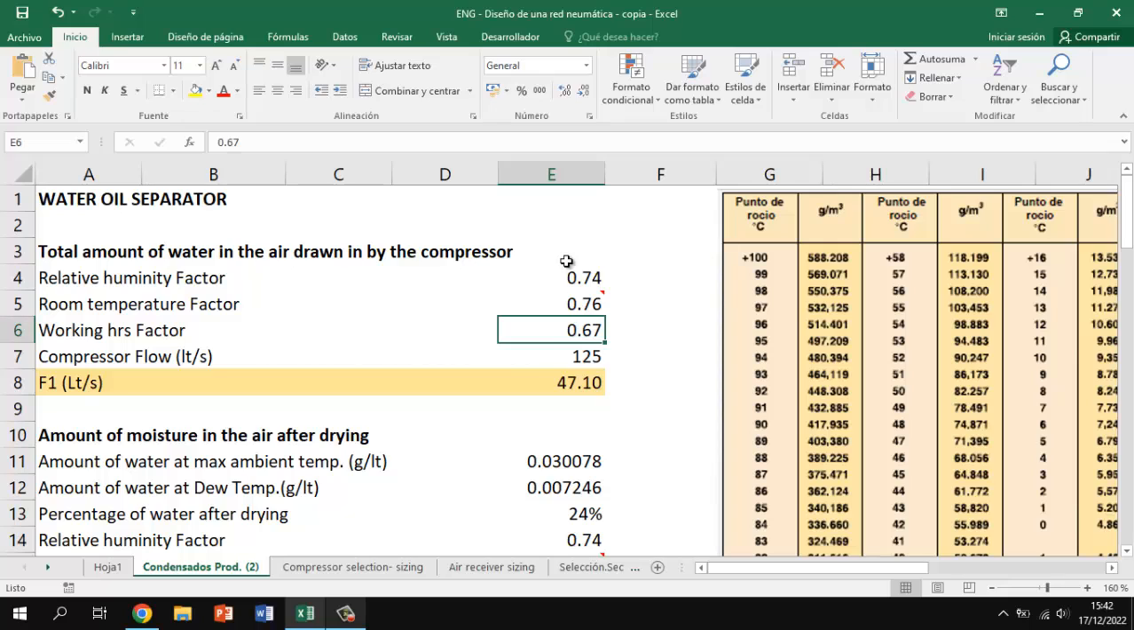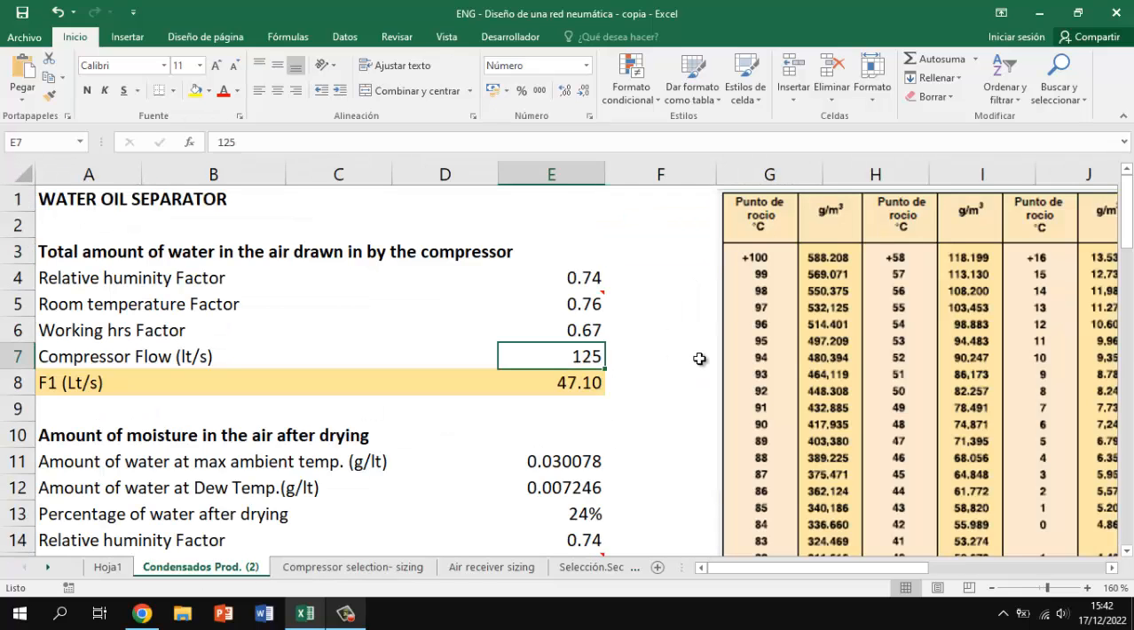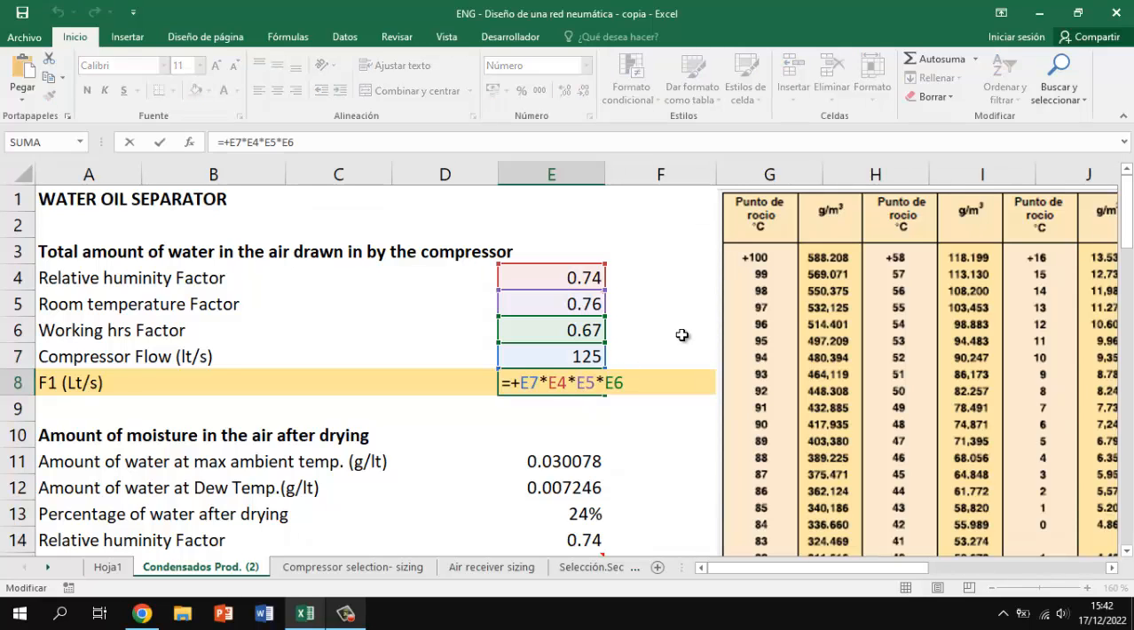So we have these three factors, and then you need to know your compressor flow. That's also from the first video, in this case for the Schuler 45 class. Then you should just multiply. That's going to be your first condition. This is in liters per second, remember.